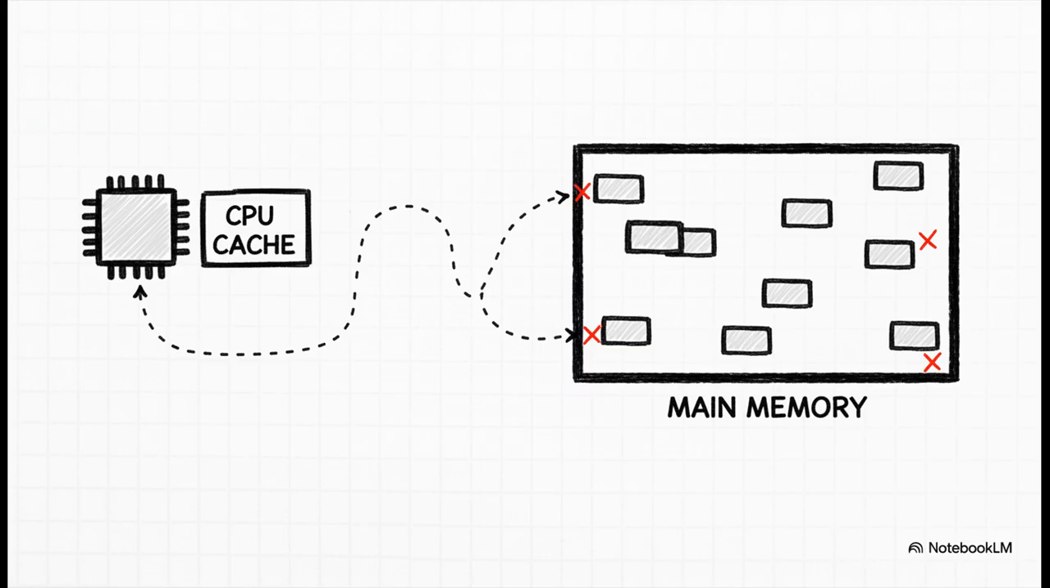Okay, I need item 1. Gotta run to the warehouse. Got it. Now, where's item 2? Oh, it's way over there. Run to the warehouse again. Each one of those trips is a cache miss, and it is an absolute performance nightmare.